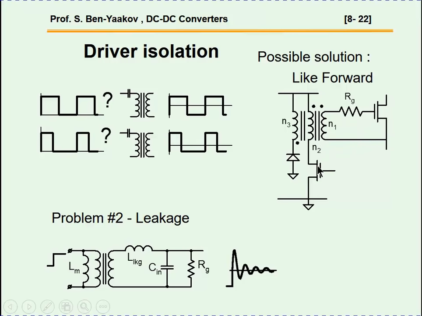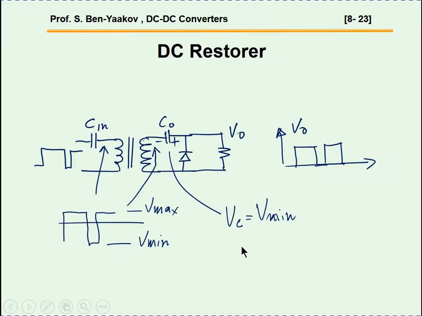And this is the way to go, but it is a relatively complex circuit. Another problem that you have in the transformer is the leakage inductance, and consequently you are increasing the possibility of oscillation, as we have talked about earlier, so there is a problem here too. So what can we do in order to alleviate the problem of this duty cycle dependence and the fact that you cannot transfer DC through a transformer?